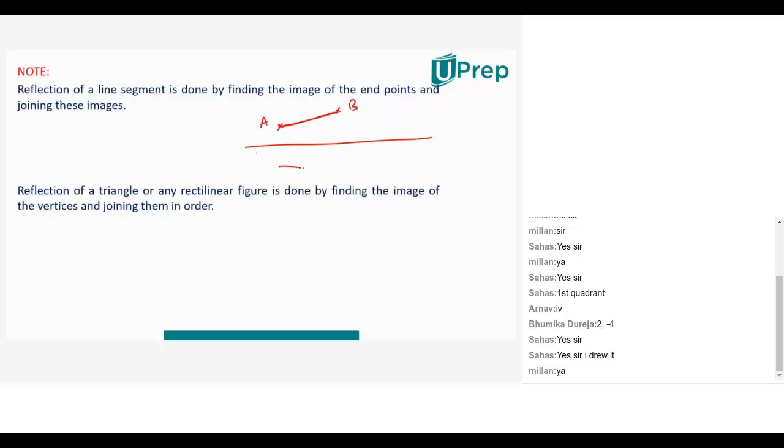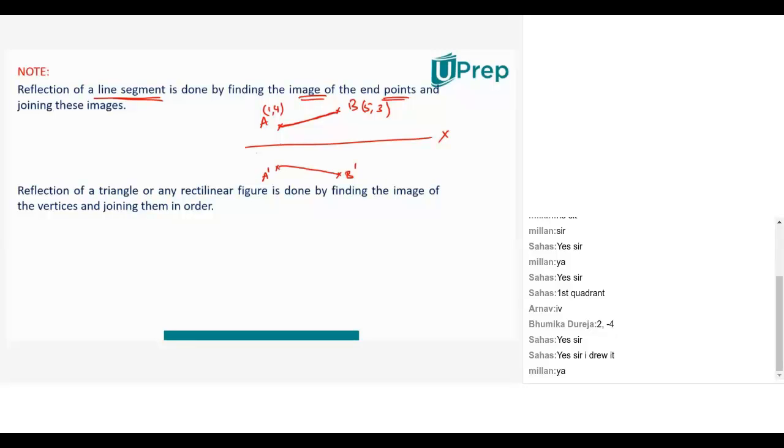You can mention these properties. Say I have x-axis and I gave you a segment AB. Till now we are reflecting points. Now what is the reflection of this AB segment? That will also be equally inclined, and it will be like this. So this will be B dash, this endpoint will be A dash. Reflection of a line segment is done by finding the image of endpoints and then joining these images.